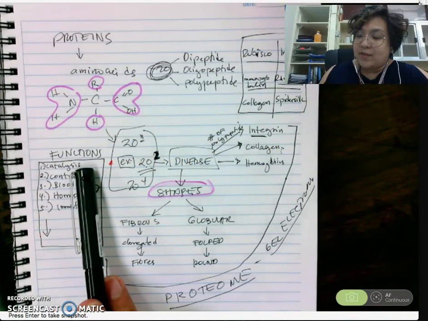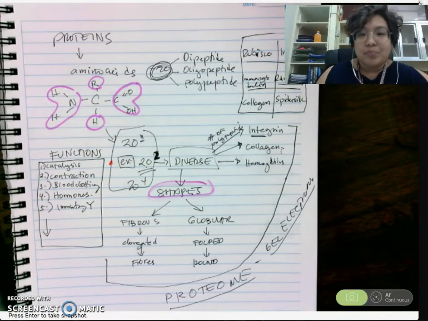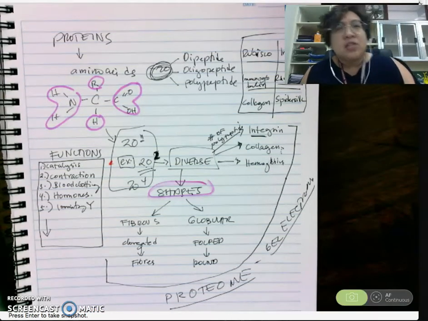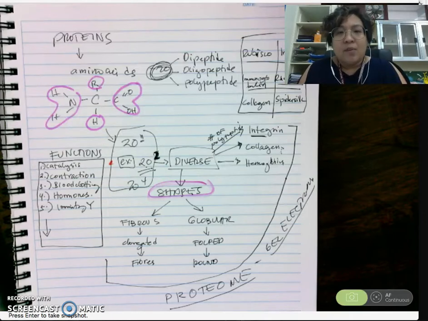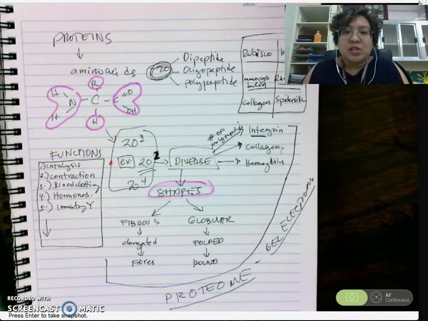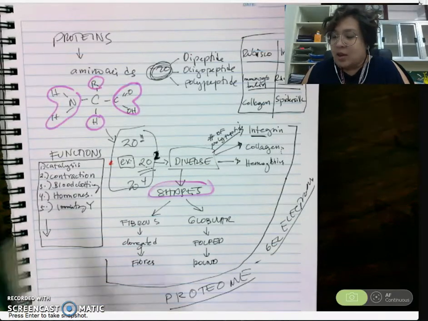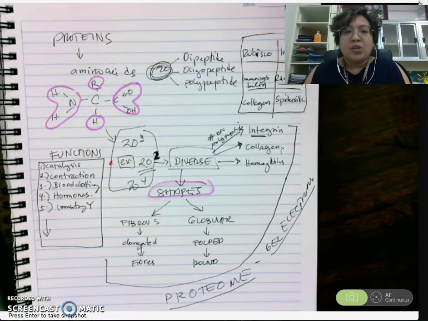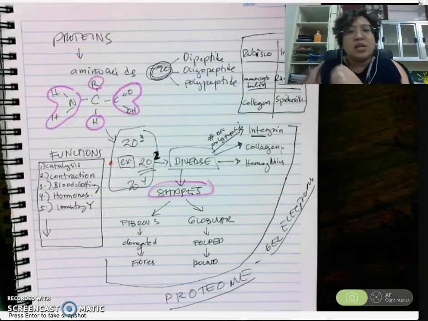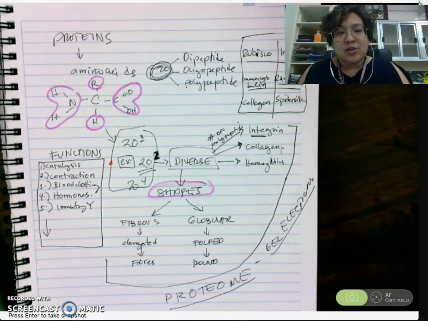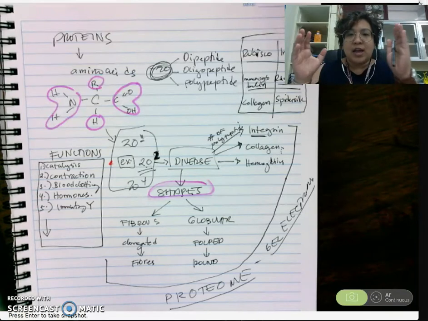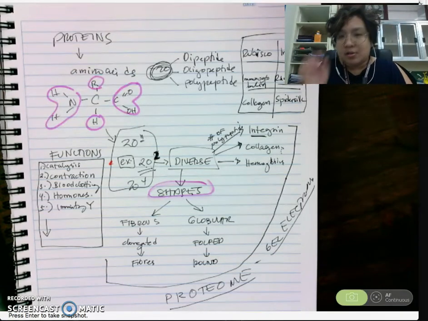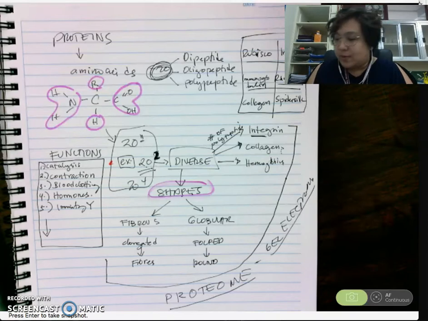So number 1, here you have catalysis. Enzymes are proteins. Enzymes are catalysts. Enzymes can increase the rate of reaction. Another example, contraction. So you have myosin, actin, or titin, protein molecules found in your muscle. These protein molecules have their unique structure in which they can overlap and shorten the length of your muscle.